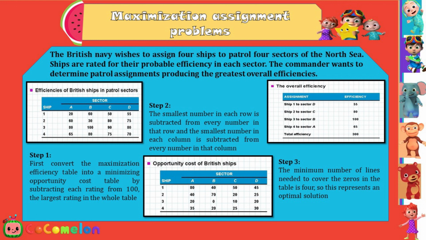So in conclusion, the commander has determined the patrol assignment, which is ship 1 is best assigned to sector D with an efficiency rating of 55, ship 2 to sector C with an efficiency rating of 80, ship 3 to sector B with an efficiency rating of 100, then ship 4 to sector A with an efficiency rating of 65. Then the total efficiency rating, or the greatest overall efficiency among them all, is 300.